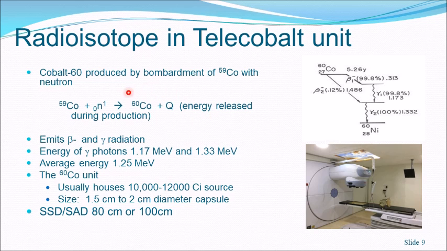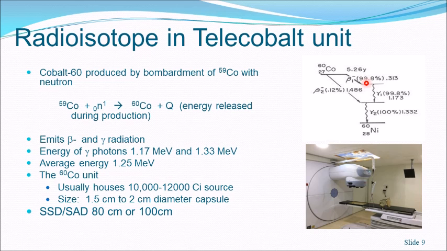Therefore, this cobalt 60 decays by emitting beta, that is, the neutron converts itself into a proton and a beta minus. So there are two beta minus particles that come out, one with 0.313 MeV energy, the other with 1.486 MeV energy. But you can see that the beta with 0.313 MeV energy has the maximum percentage, about 99.8%.